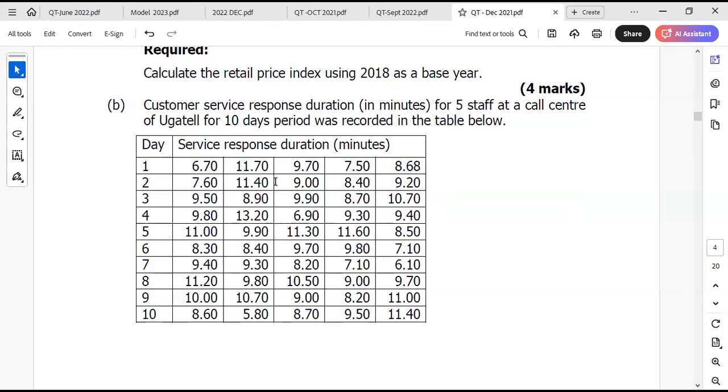Open bracket, this plus this plus this plus this plus this, the answer. Then close bracket, divide by 5. Before you click on the equal sign, you first close. Open bracket, this plus this plus this plus this plus this, close bracket, then divide by 5. What do you get?